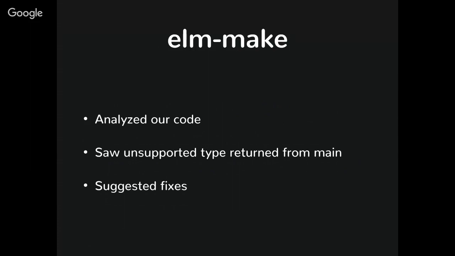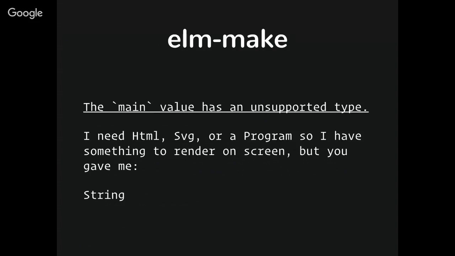What it does is analyze the code. Then it saw the unsupported type return from main. It expects something very specific, and then it gave us some suggestions. So this is what it told us. It said the main value has an unsupported type. I need one of these things to render on the screen, and you gave me a string.